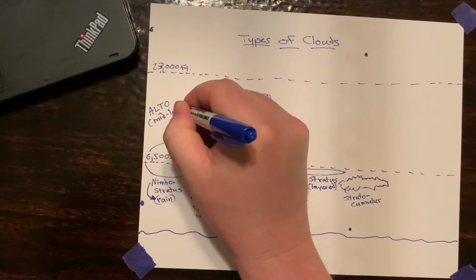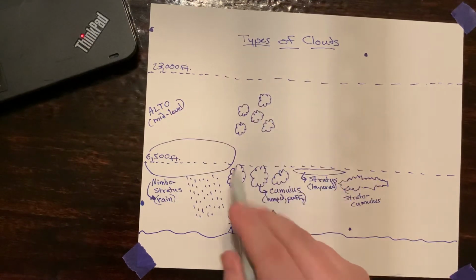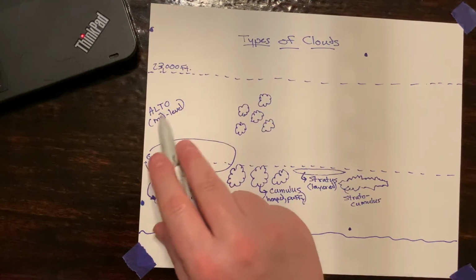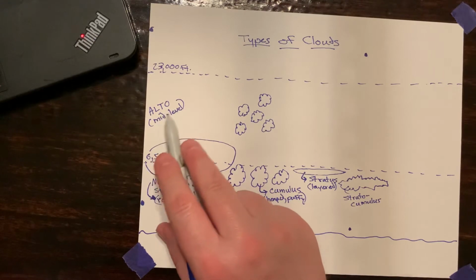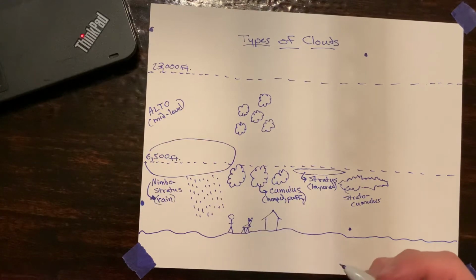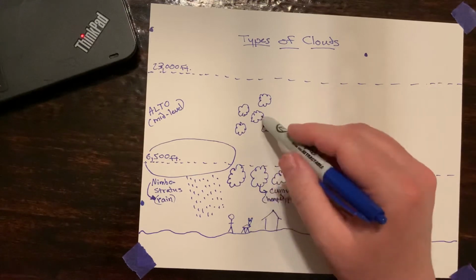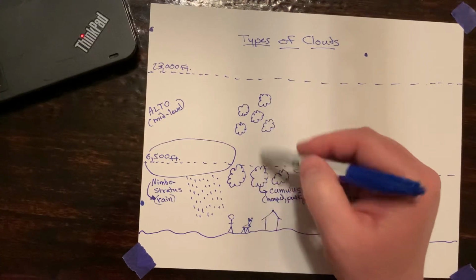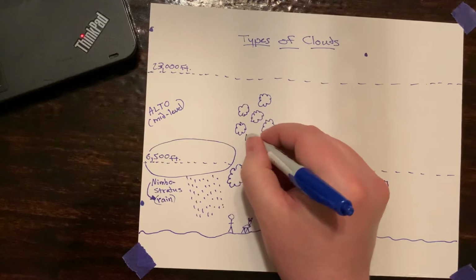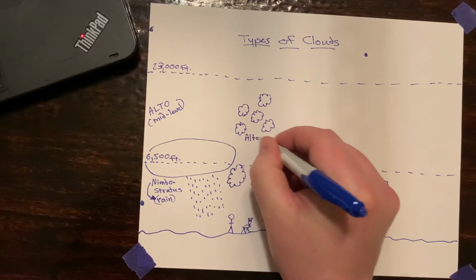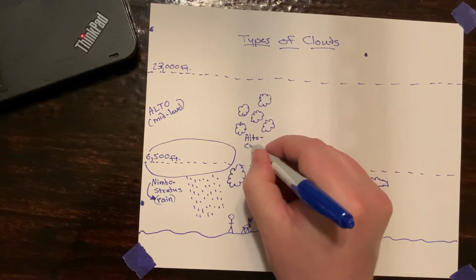Mid-level. For those of you students that are in band, you may already be familiar with this term, like alto saxophone, a mid-level type of instrument for playing those mid-level notes, right? So these types of clouds here, since they're mid-level and they're puffy, we call them altocumulus.